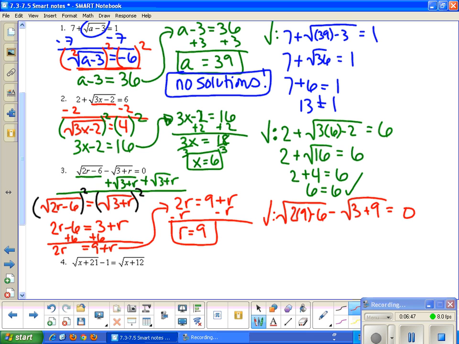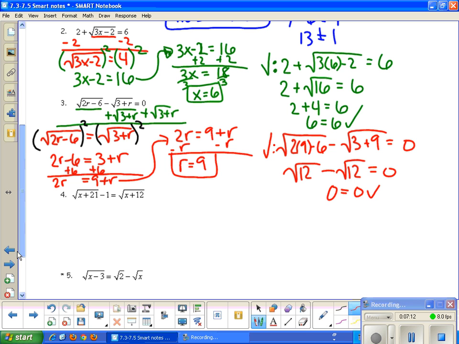So 2 times 9 gives me my 18. And then this is going to give me the square root of 12 minus, and 9 and 3 gives me the square root of 12. These are like terms because they have the same index, the same radicand, so root 12 minus root 12 is just 0, and 0 equals 0, so it checks out. So now let's look at the next one.